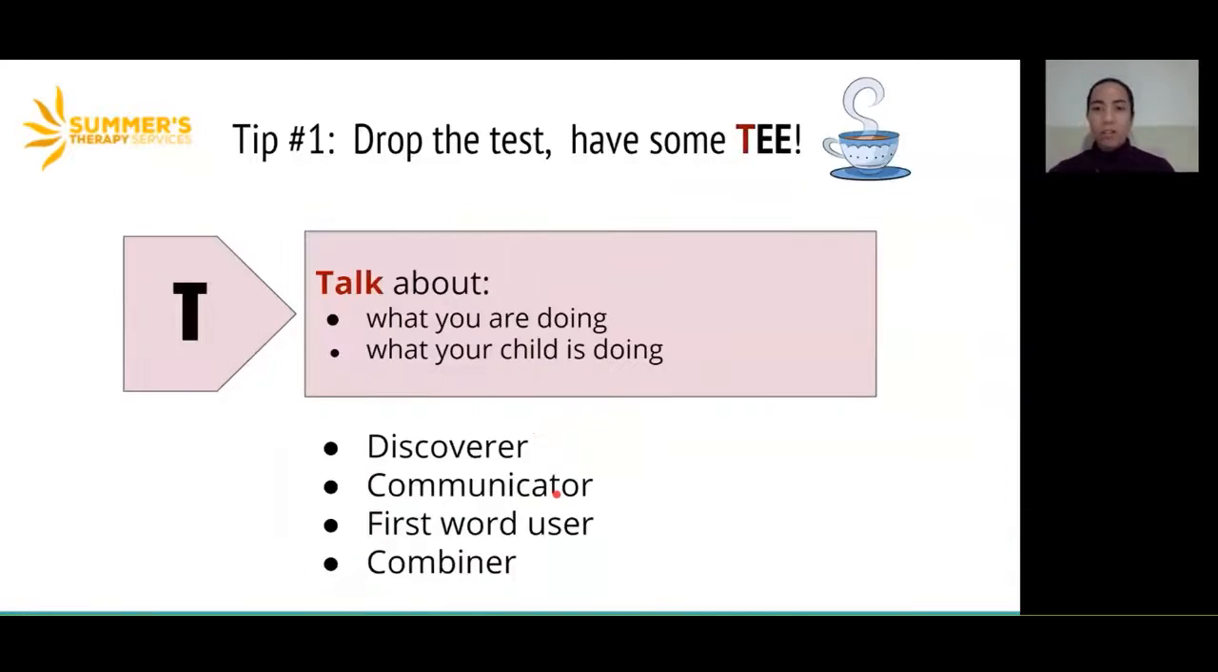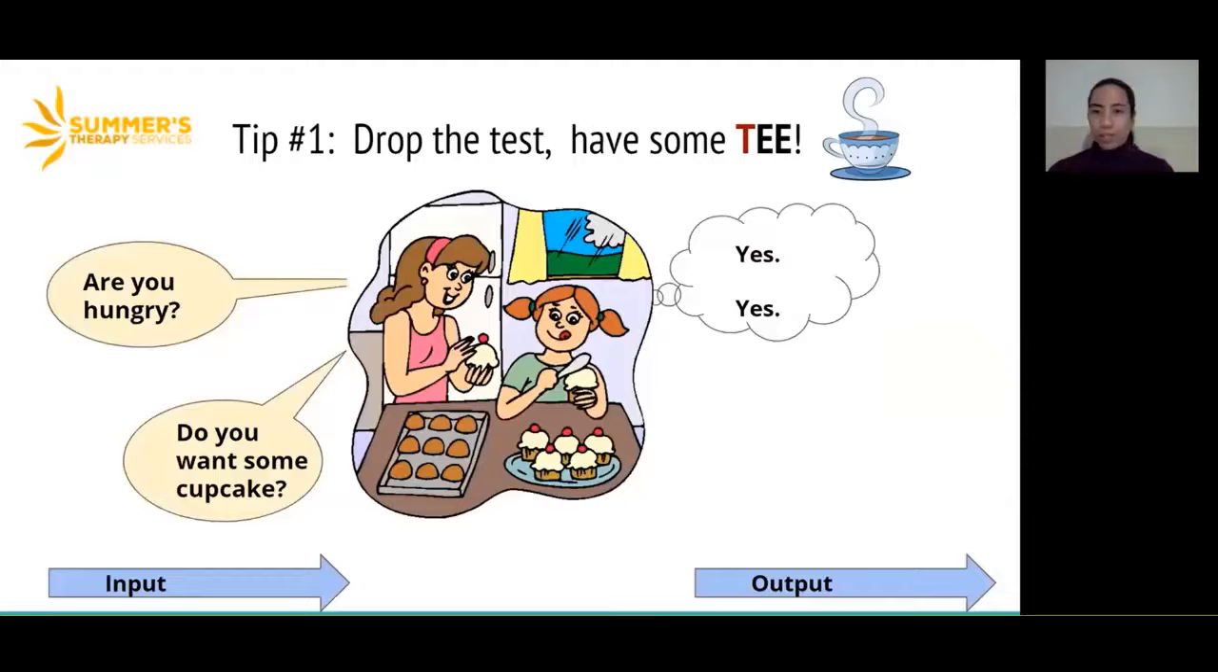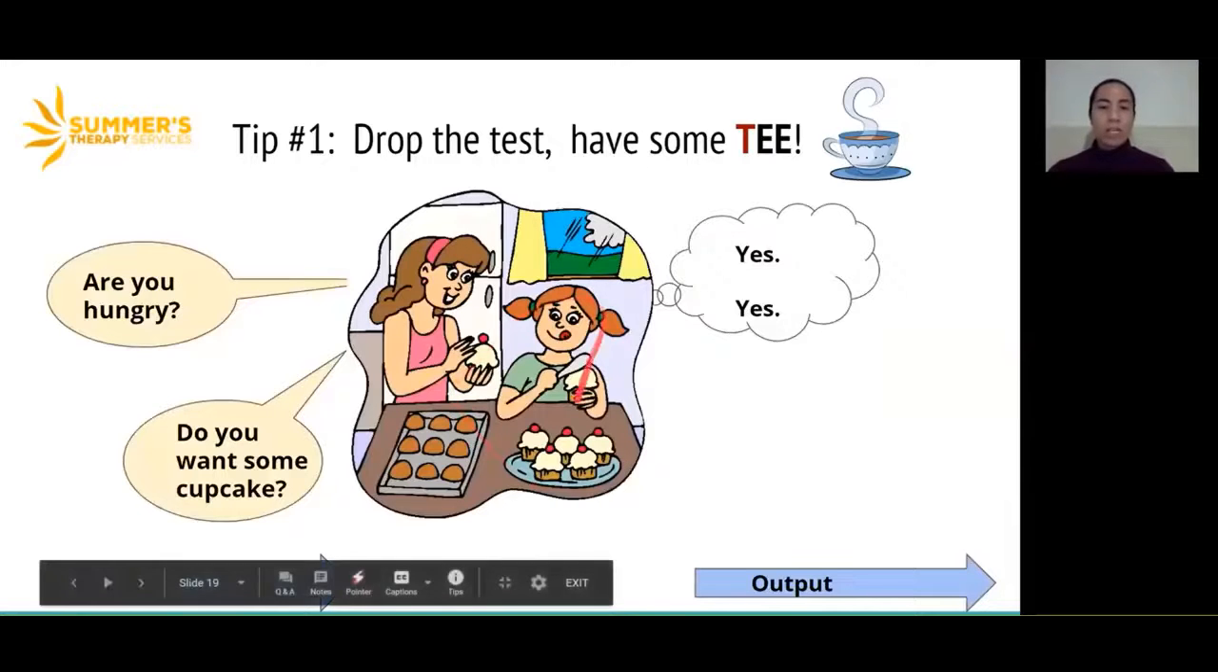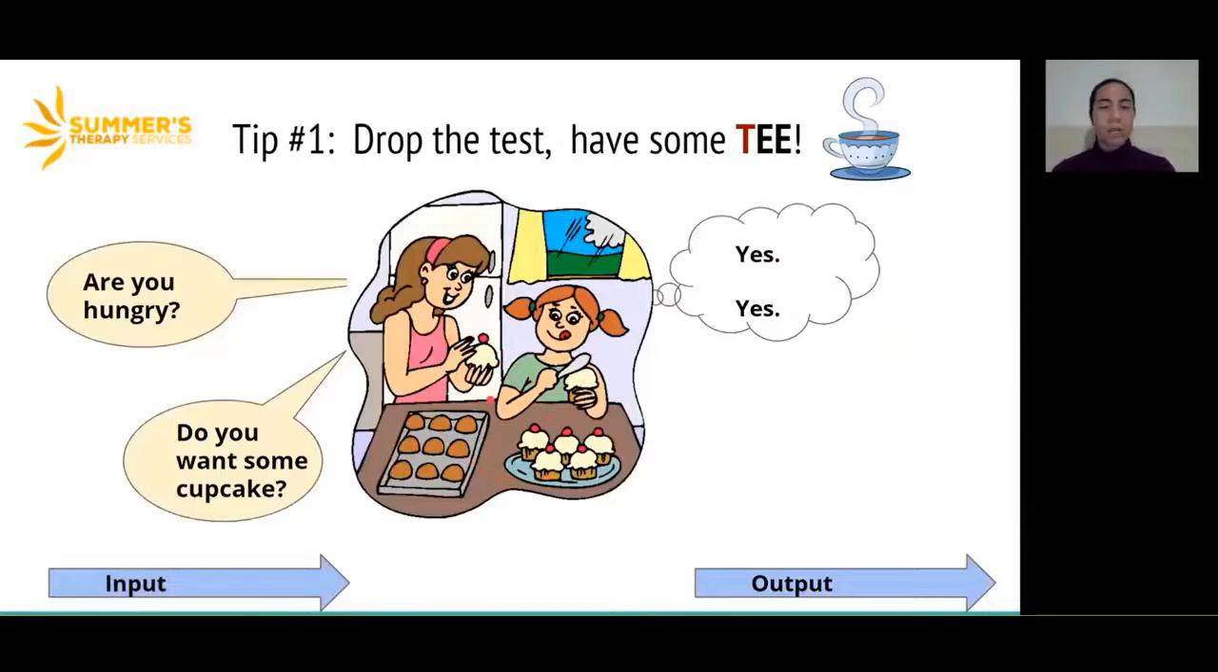All right? So let's go to the first T. Talk about what you're doing. Talk about what your child is doing. This is especially useful if your child is in the discoverer, communicator, first word user, or combiner stage. All right? Imagine this situation. Your child is here listening, and you are making cupcakes. They see you holding a cupcake. They want to eat the cupcake. They see that you want to eat the cupcake too.